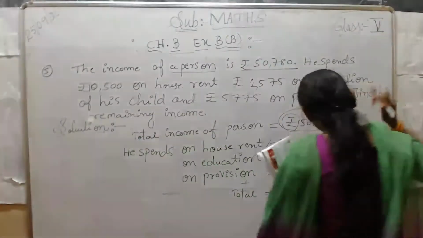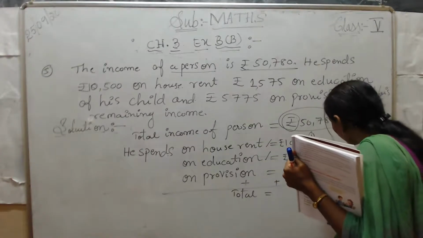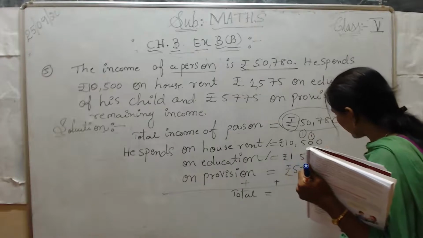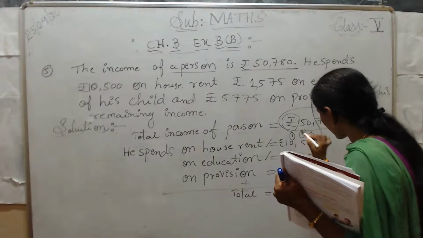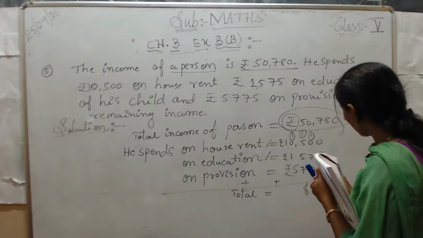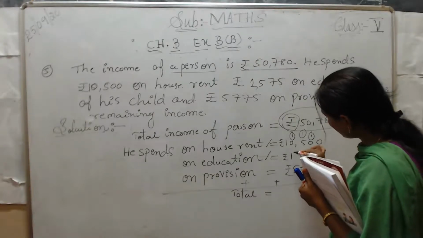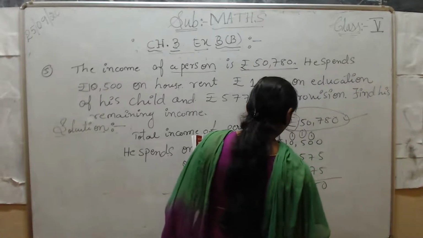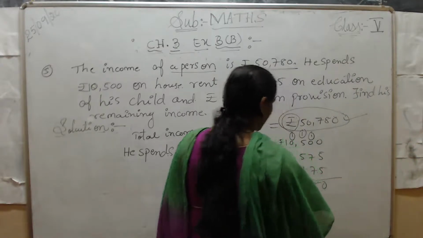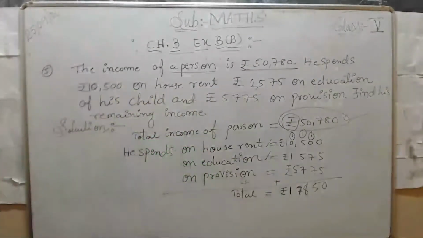For the first digits, 0 plus 0, 0; 5 plus 7, 12, carry; the next places add up, and 5 plus 1 is 6, 6 plus 1 is 7. Yes, students, the total amount spent is 17,850, the total spent on rent, education and provisions. Okay, so next question.